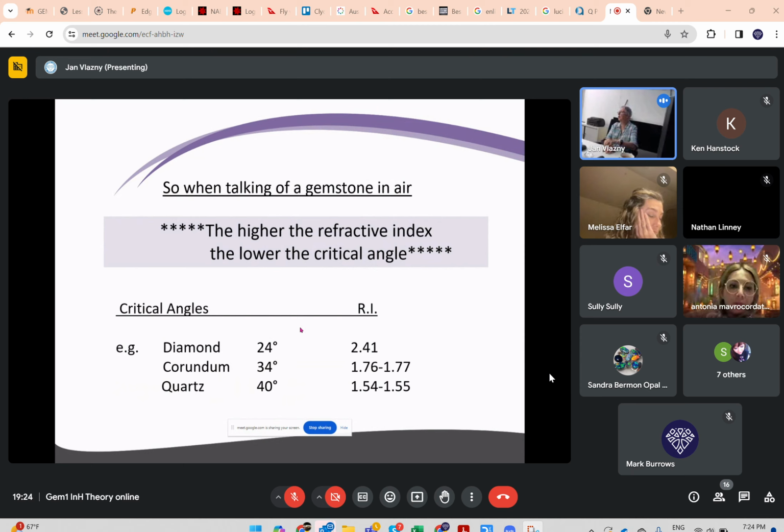So this is often a half-mark question. When we're talking about air and a gemstone, the higher the RI, the smaller the critical angle, and there are your definitions. If we were talking about a gemstone on the refractometer, the gemstone would be the less dense, so it's going to be the other way around, isn't it? So in air, the higher the refractive index, the lower the critical angle, which is why we can do wondrous things with diamonds.